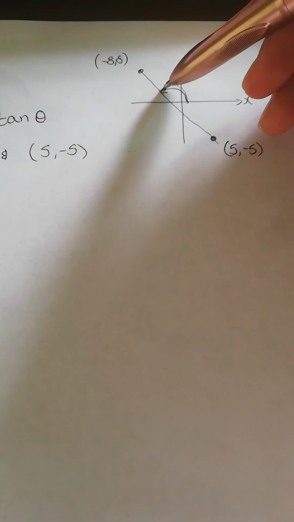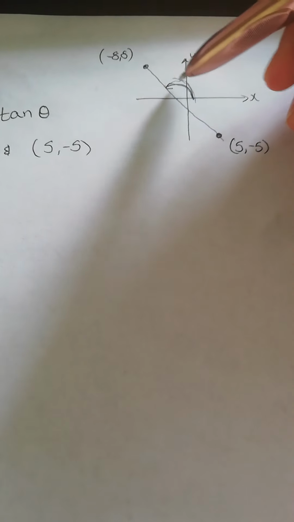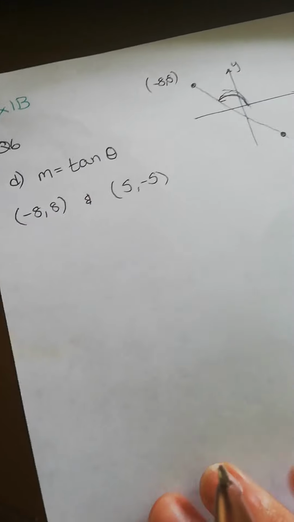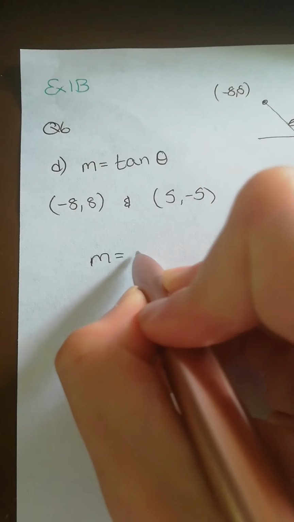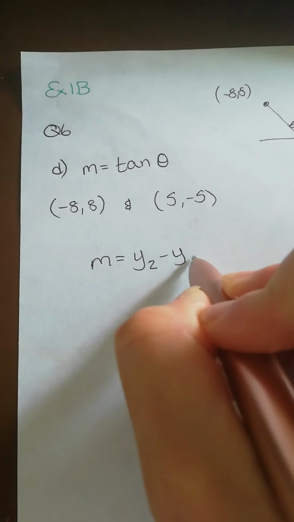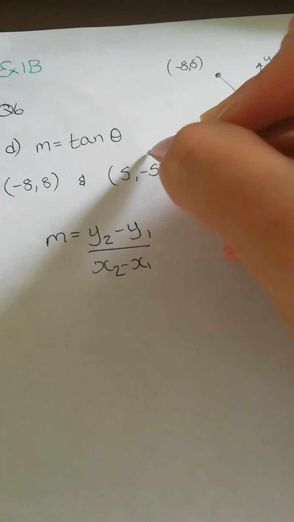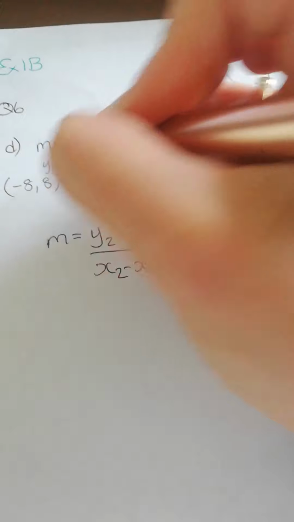Now, we're asked to find the angle that it makes with the x-axis. Now the angle is this angle here because we were talking about the positive direction, so we're going to have an obtuse angle. Now, in order to do this, we're going to use the m equals tan theta formula, but that means we need to work out the gradient. So we know that our gradient is y2 minus y1 over x2 minus x1.